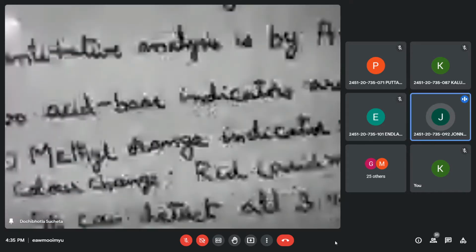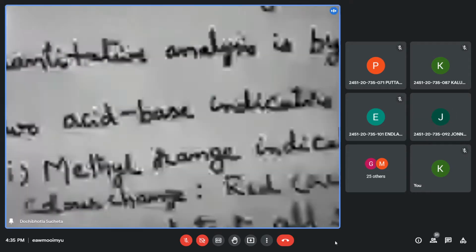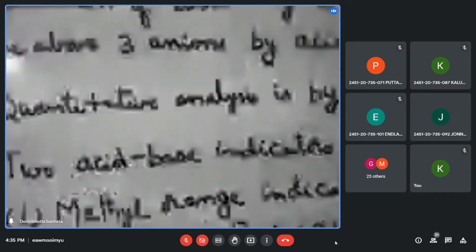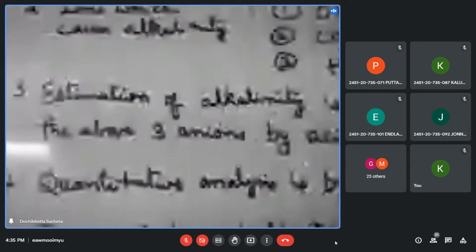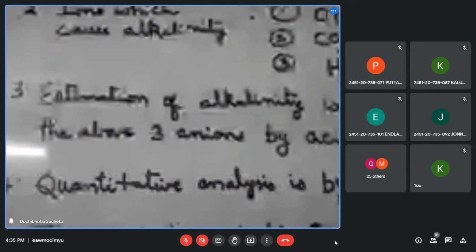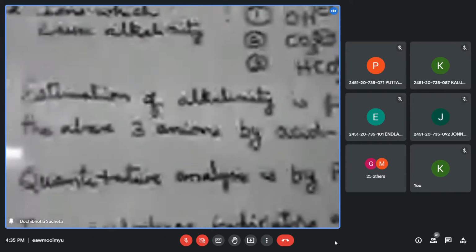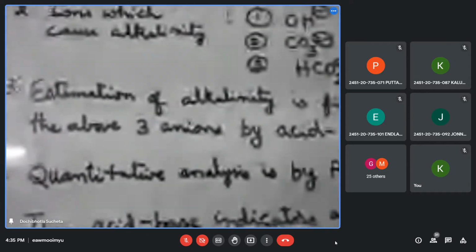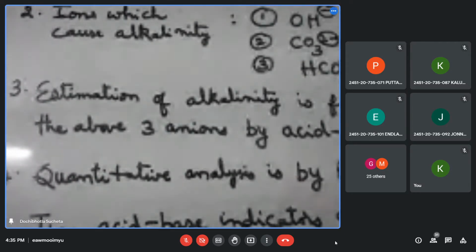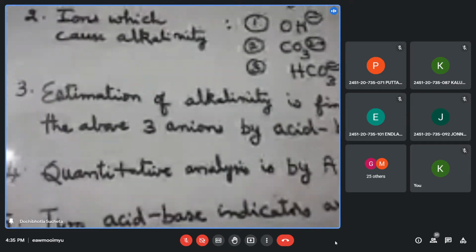Ma'am, OH minus is strong and carbonate is strong, whereas bicarbonate is a weaker anion. Okay, that's what I wanted to tell. Now what I'll do, I'll rub the board and write about the phenolphthalein, the second indicator.